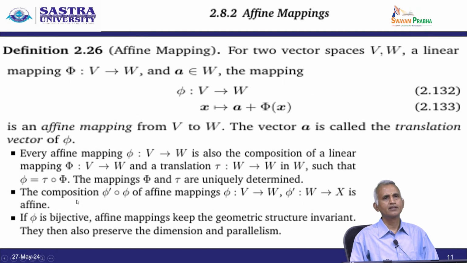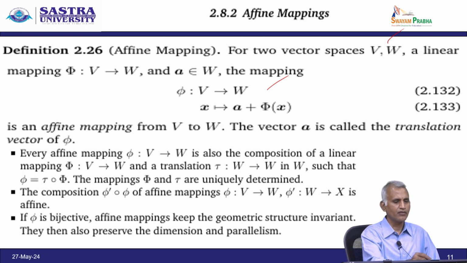Now, we have the definition of an affine mapping. For two vector spaces V and W, a linear mapping phi from V to W and a in W, the mapping phi from V to W with x mapping to a plus phi of x is an affine mapping from V to W. The vector a is called the translation vector of phi.